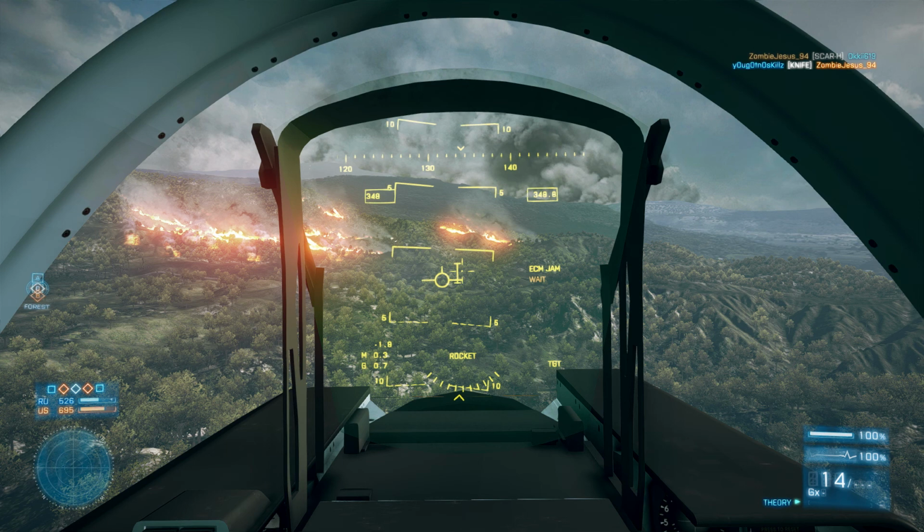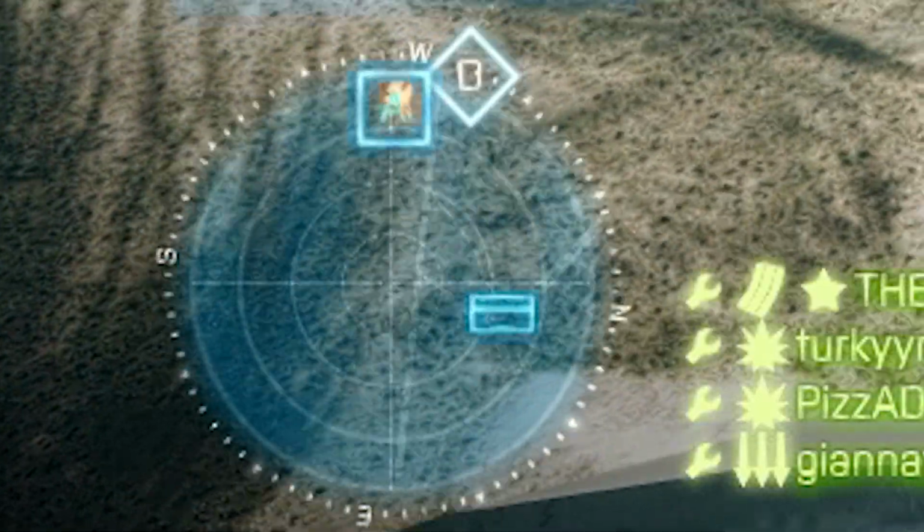These three numbers on the bottom left are the VVI, vertical velocity indicator, which tells you how fast you're climbing or descending. The Mach number, which tells you how fast you're moving in relation to the speed of sound, and the current G-forces your aircraft is maintaining. Next up, we have the air radar.